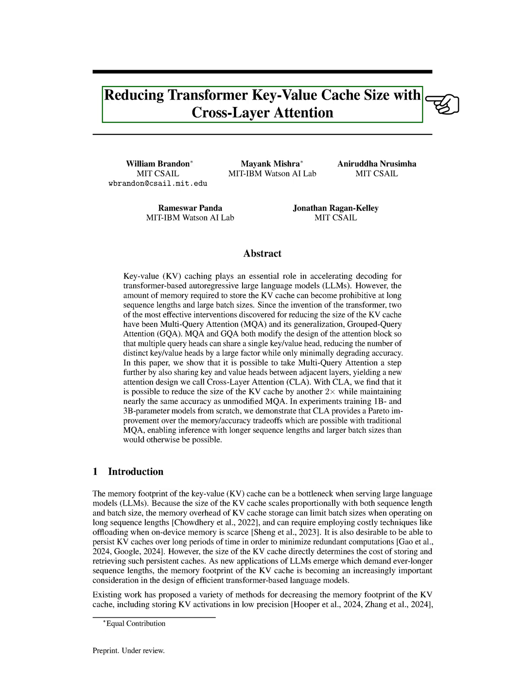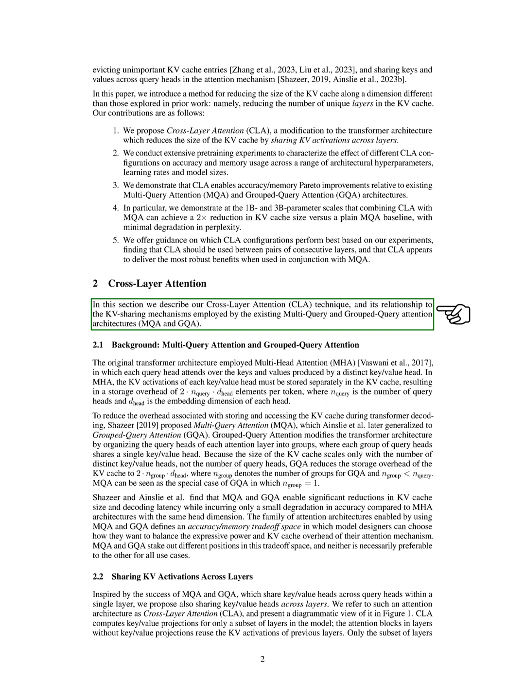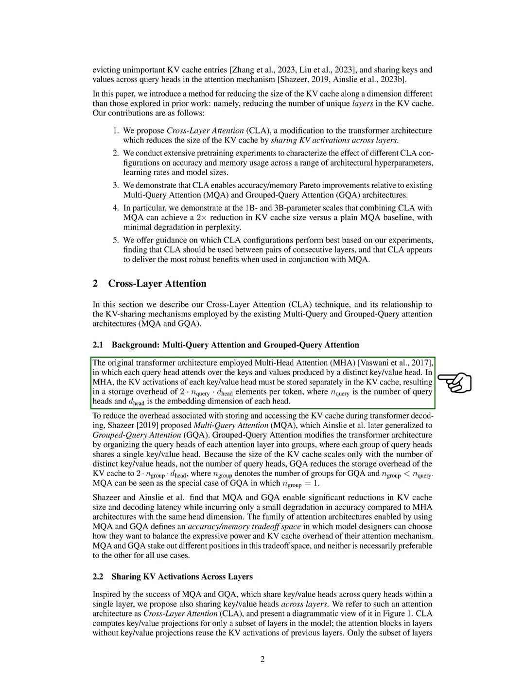Section: Introduction. In this section, we will explain our cross-layer attention (CLA) technique and how it relates to the multi-query and grouped query attention architectures MQA and GQA. Initially, the transformer model used multi-head attention MHA, where each query head focused on the keys and values from a specific key value head. However, this led to storing the KV activations of each key value head separately, resulting in a storage overhead per token.